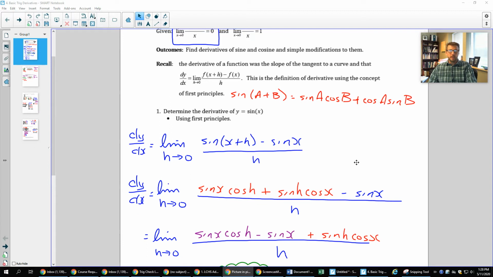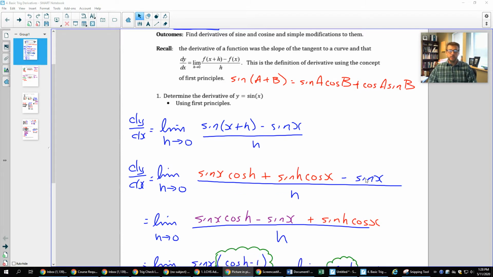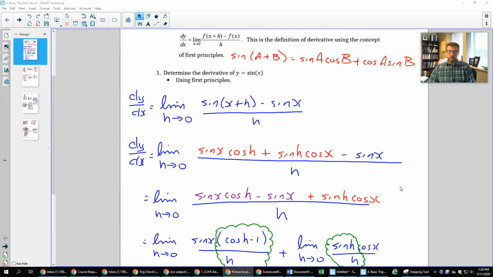So when I plug into my first principles, sine of x plus h turns into a sine sum formula. You go to your formula sheet and find the sine of a sum, and you plug in for x plus h. It's not a plus b, it's x plus h. Then you start looking for how to use your limit identities. We do some grouping and rearranging. We put the sine x with the other sine x, and we put the sine h off by itself.